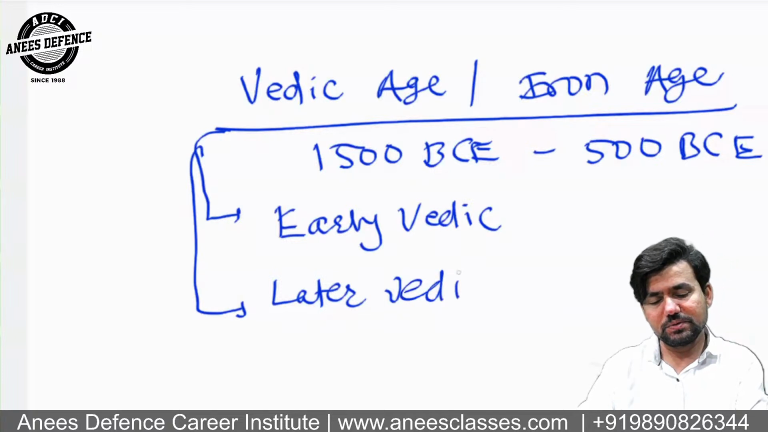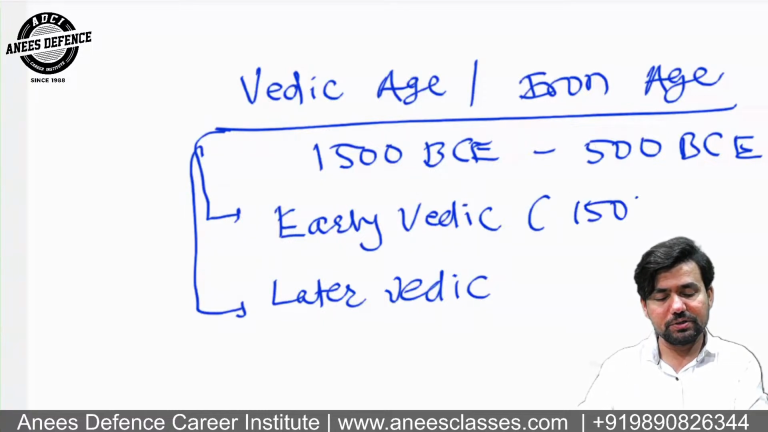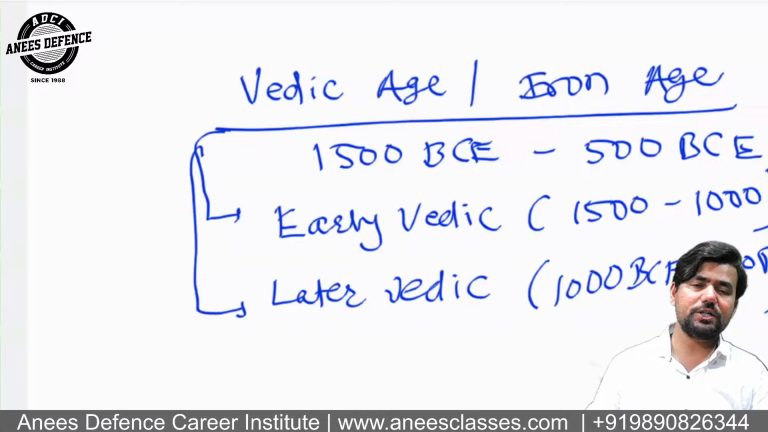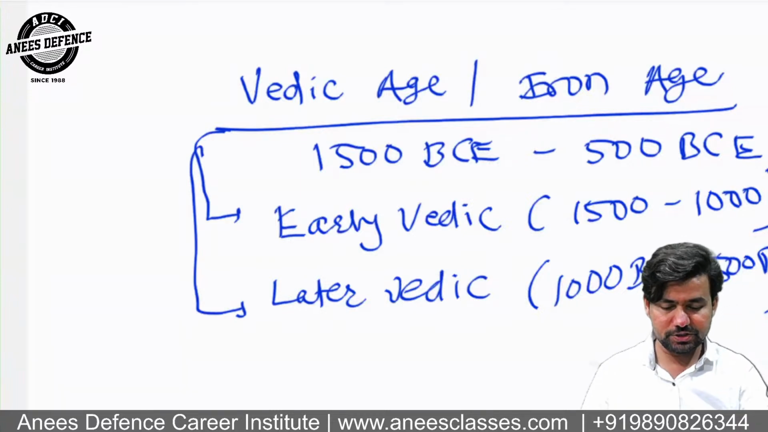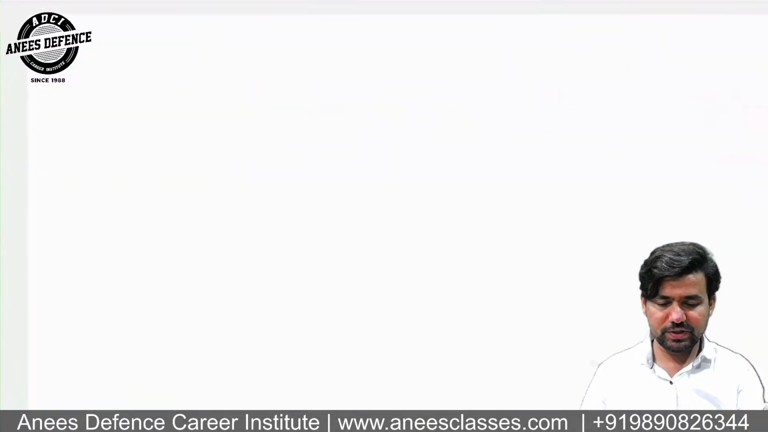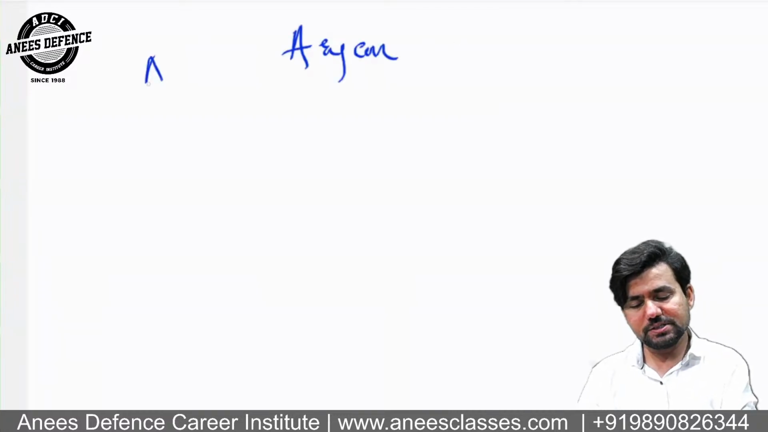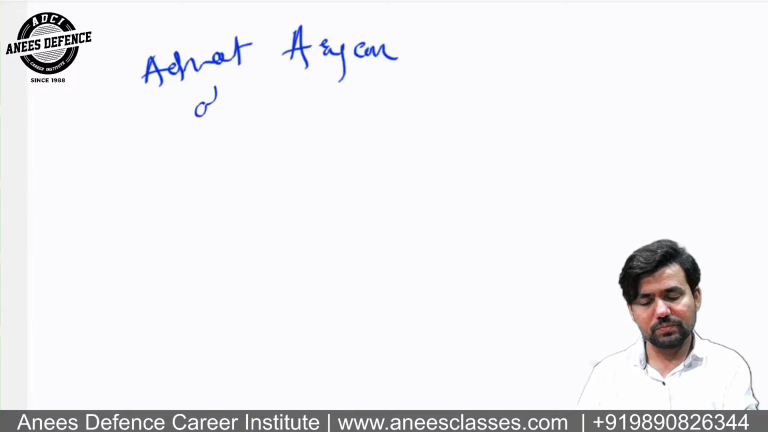Early Vedic time duration is roughly 1500 BCE to 1000 BCE. Later Vedic time duration is roughly between 1000 BCE to 500 BCE. This is the rough duration of early Vedic age and later Vedic. As long as Vedic age is concerned, we talk about Vedic age with the advent of Aryans in India.